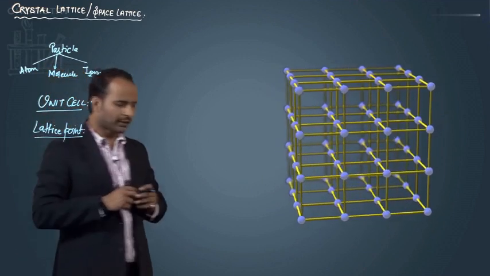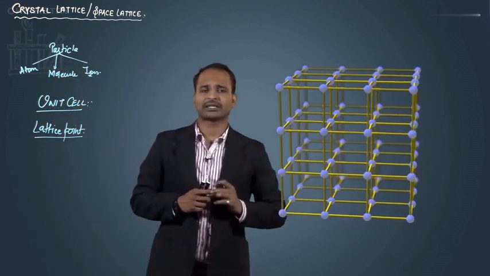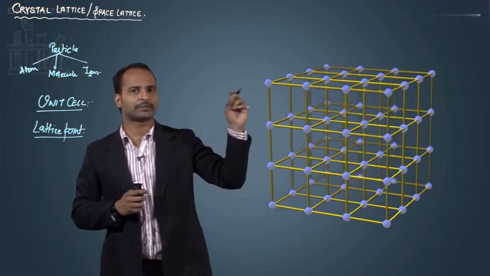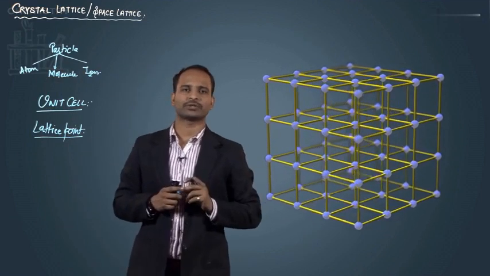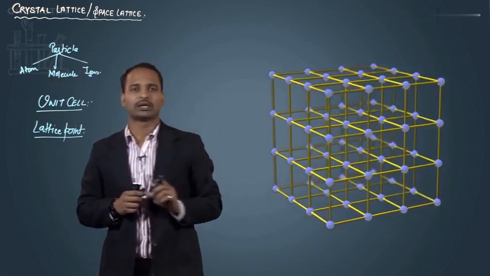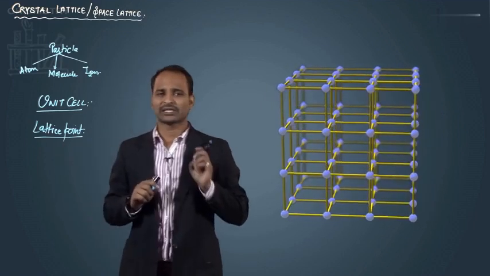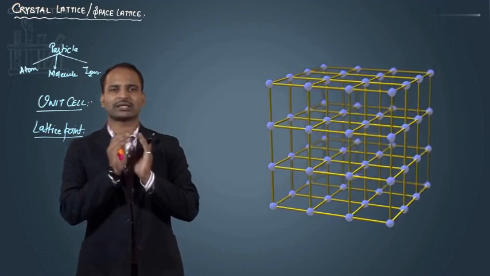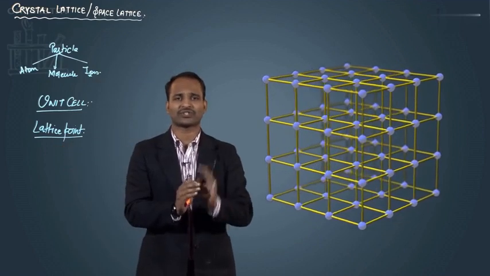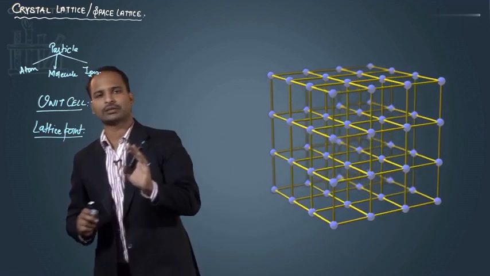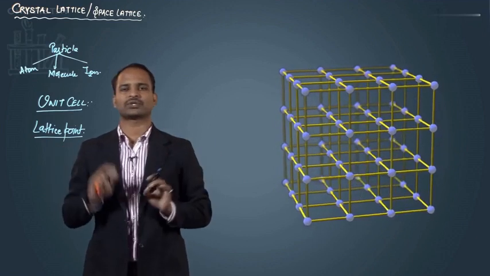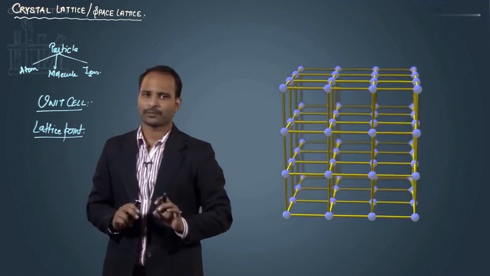Now what is a lattice point? In a crystal lattice, the position of a particle is represented, in this diagram, by the dots, and the dots are called lattice points. The definition says that it is a point in a crystal lattice which represents the position of a particle.